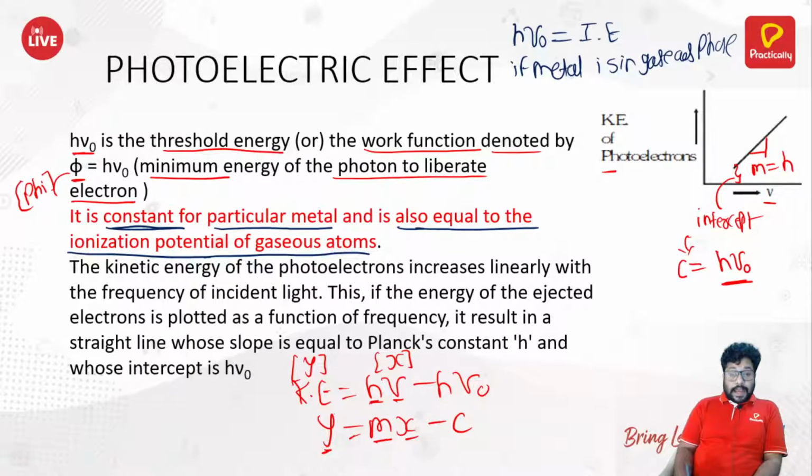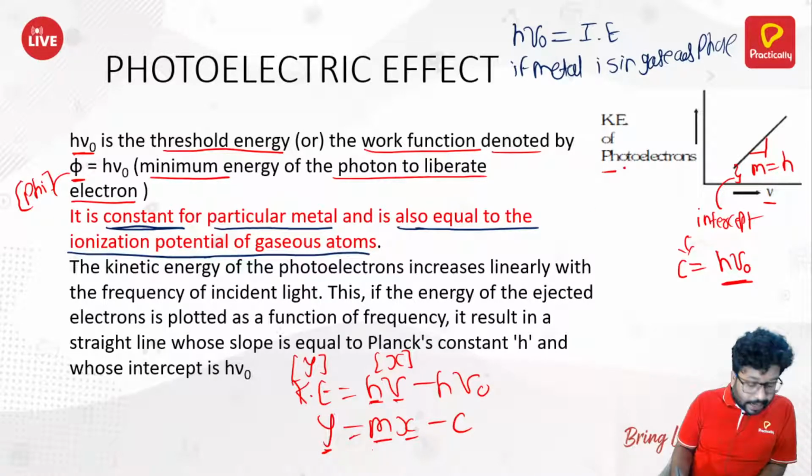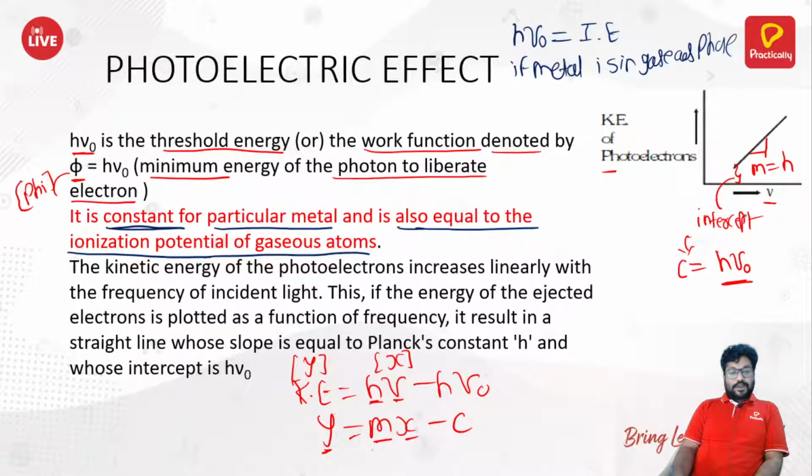Okay. So if you plot the kinetic energy of photoelectron against the nu, what is nu here? Nu is the frequency of a radiation. So kinetic energy of photoelectron, if it is plotted against the nu of a radiation, then you get a straight line. In that straight line, slope m is equal to h, and the intercept, which is equal to C, is equal to h nu 0.